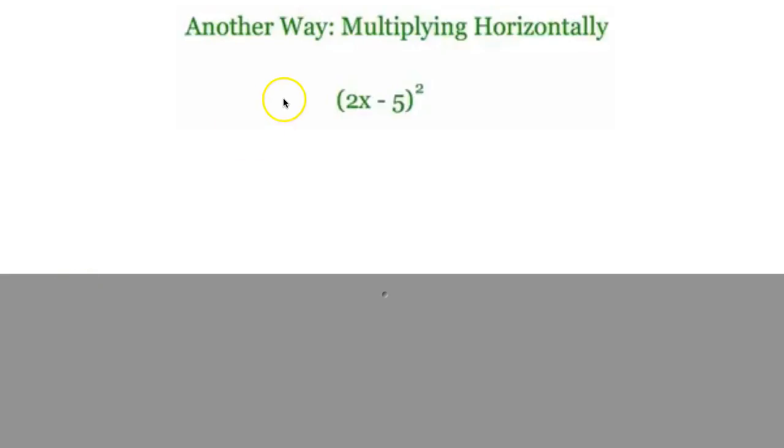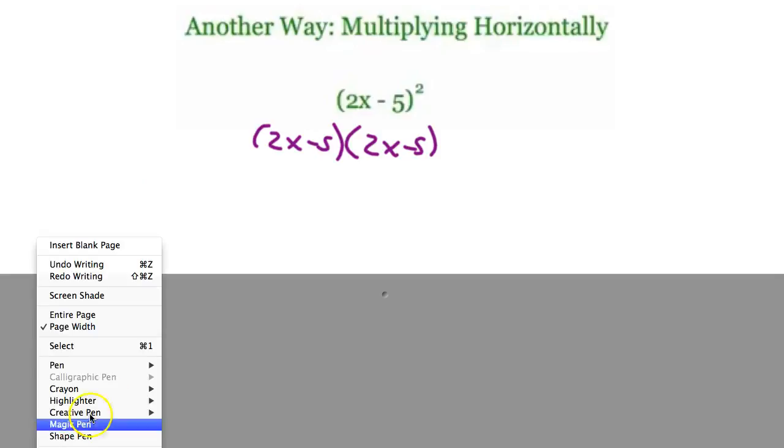Another way, multiplying horizontally. That sounds awesome. All right, so let's do another way. 2x minus 5 and everything is squared. What does this really mean? This really means 2x minus 5 multiplied by itself. 2x minus 5, all right, that's the same thing. So if you're thinking, well, can't we just do the box way we just did? You can, absolutely. But I want to show you a different way.